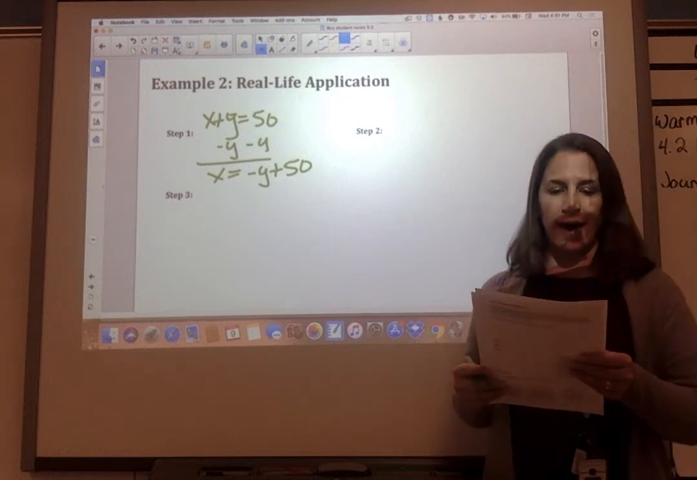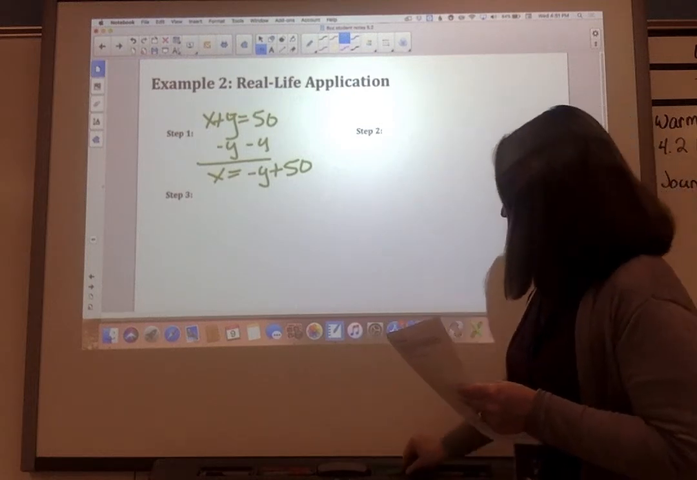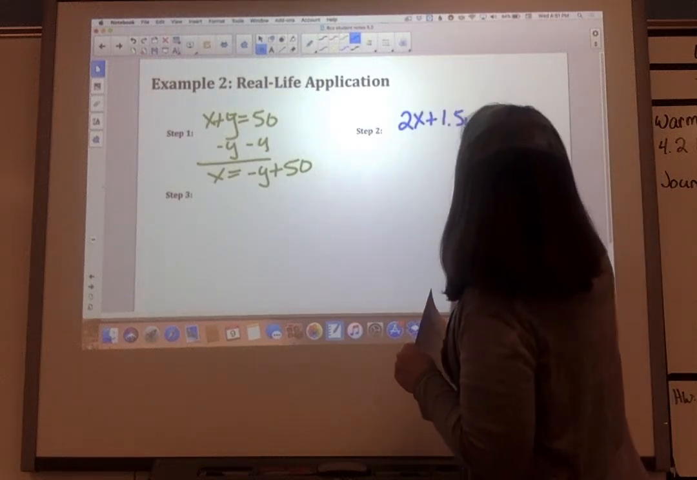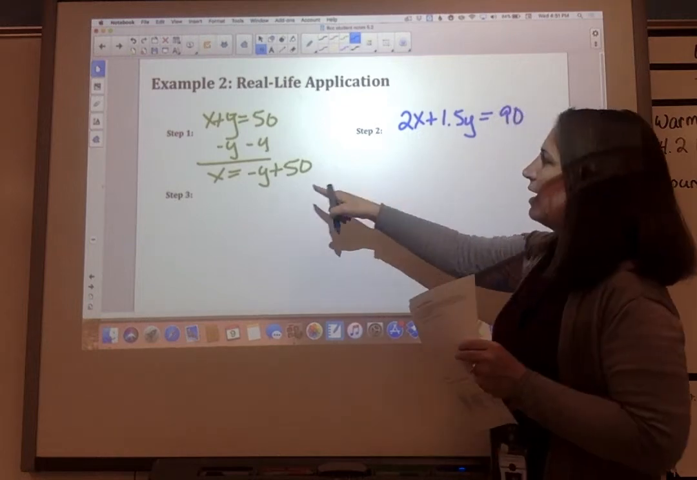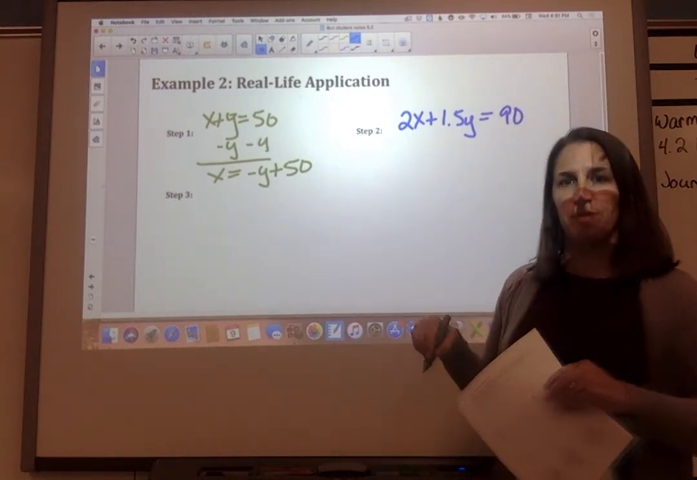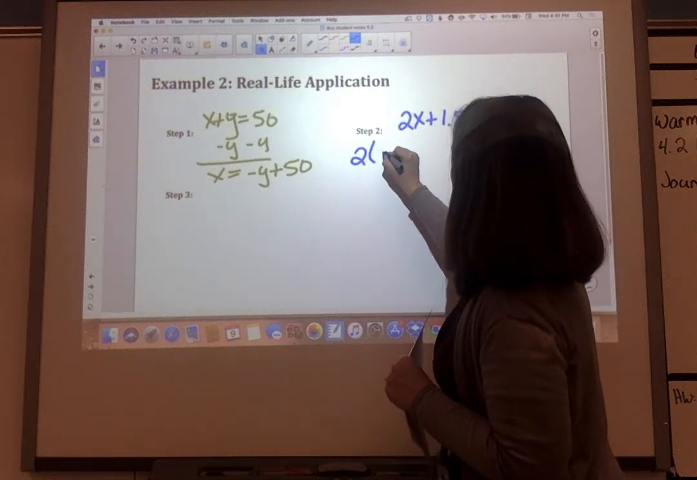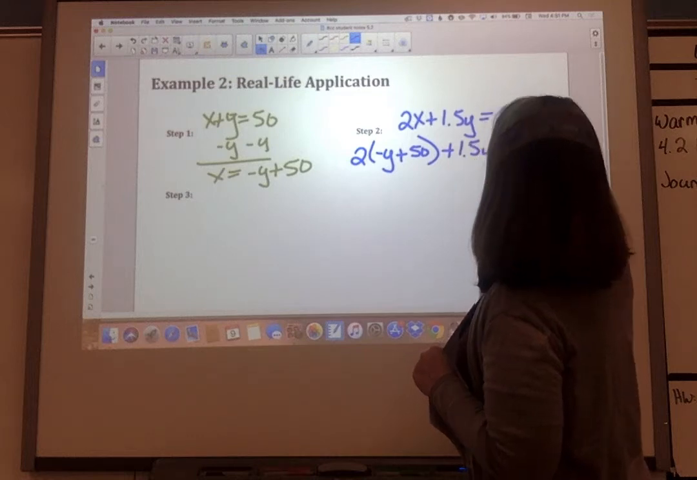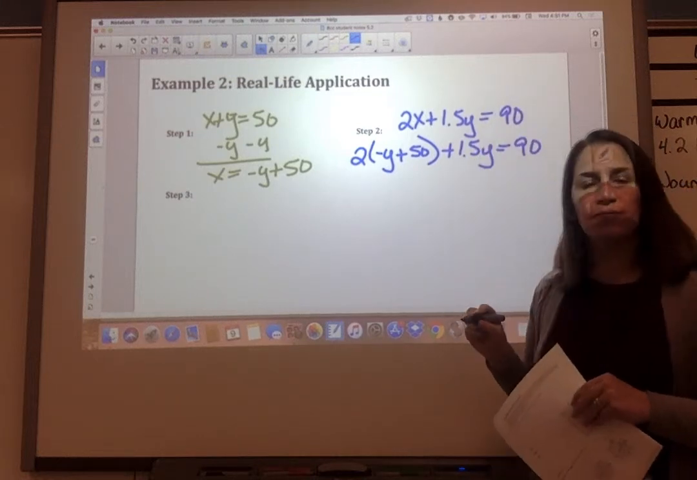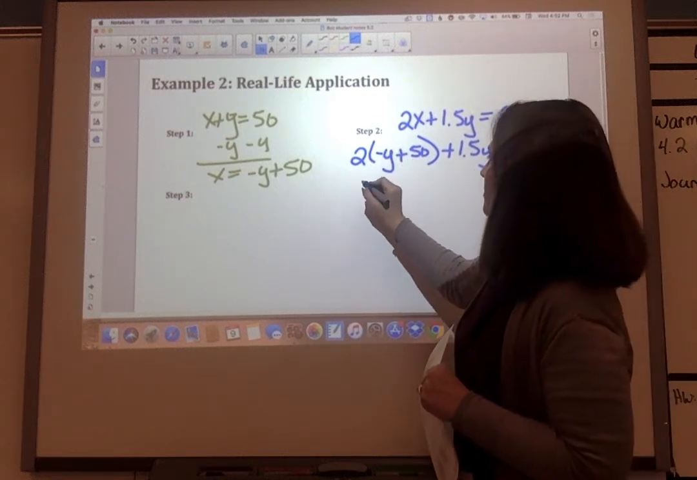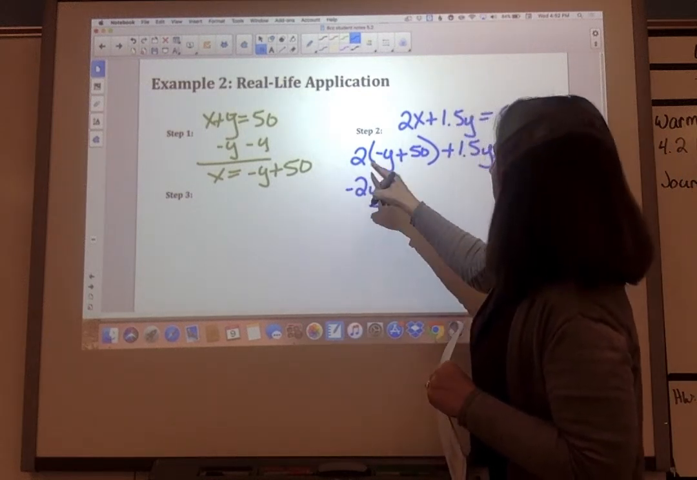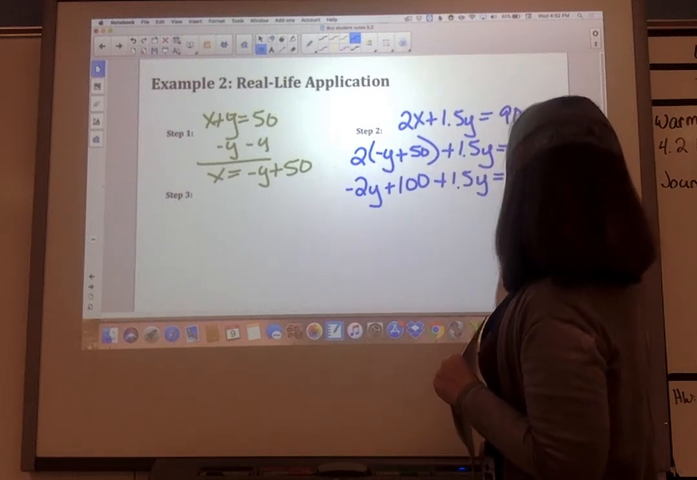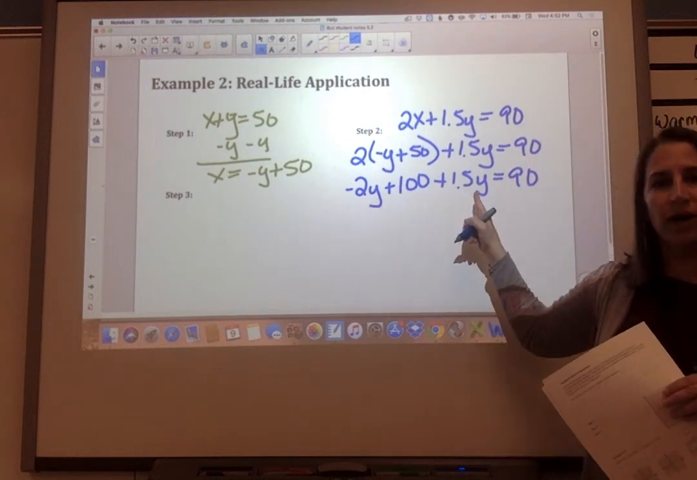We've solved for x. Now we're going to use our other equation, which was 2x plus 1.5y equals 90. And instead of x, we're going to use negative y plus 50. So 2 times the quantity negative y plus 50 plus 1.5y equals 90. Let's distribute our 2. 2 times negative y is negative 2y plus 2 times 50 is 100 plus 1.5y equals 90. We'll combine our like terms.